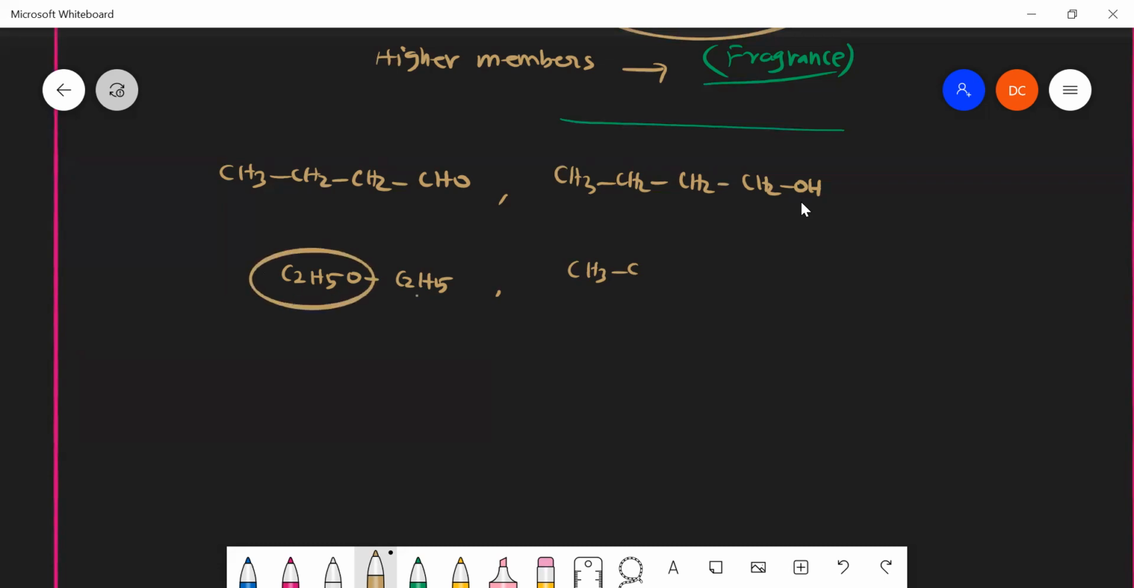It is ethoxy ethane, or otherwise diethyl ether. You can say diethyl ether, that's the common nomenclature. If you say ethoxy, that comes under IUPAC, then you give the name of ethane. Okay, CH3, CH2, CH2, CH3. Now you can tell me the boiling point order. Take this as compound 1, this is compound 2, this is compound 3, this is compound 4.